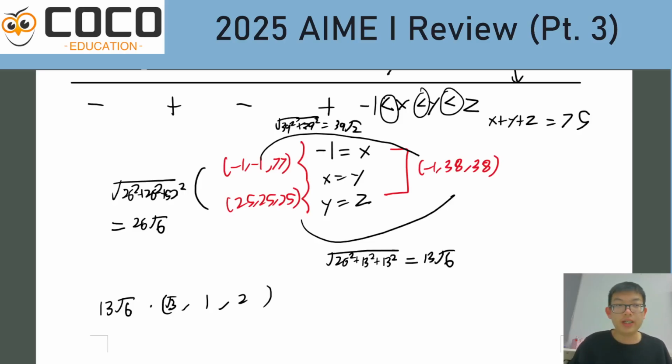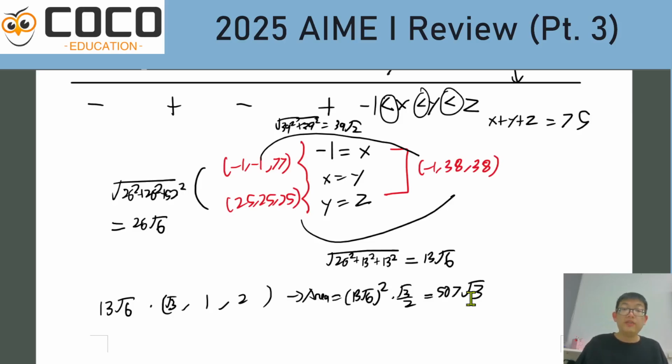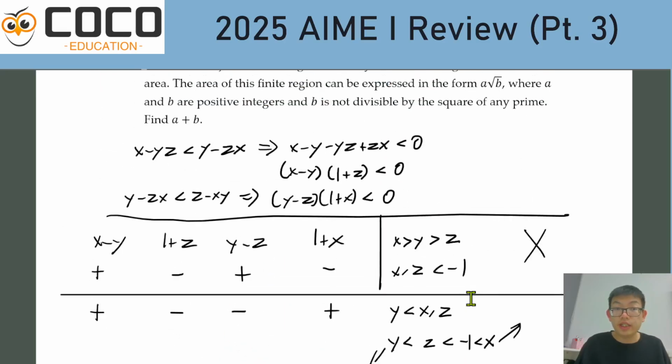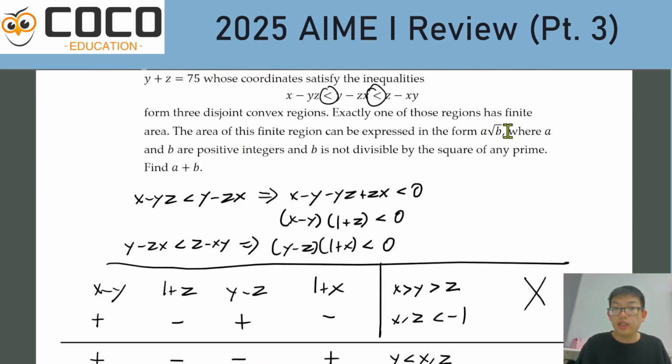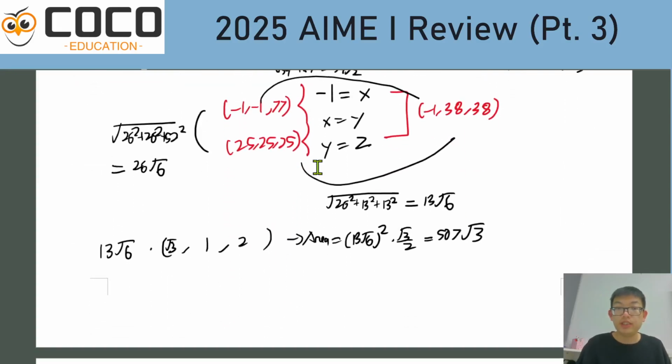So much to my pleasure, it means that the area, this is the scale factor, so square this, and then root 3 over 2 is the area of that 1 root 3 2 triangle. Okay, so area is 507 root 3. Question asked me for a plus b. Okay, so answer is 510.